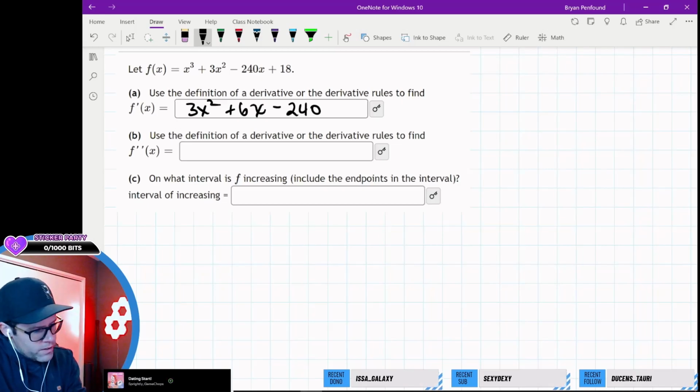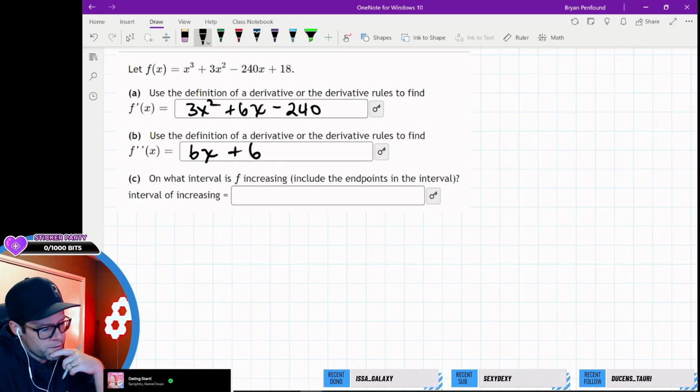For the second derivative, we will just repeat that process. So 3 times 2 is 6. And then our last two terms here, again, are a line. And this time we have a slope of 6. So here's our first and second derivatives. With these, hopefully we can figure out intervals of increase and decrease, including the endpoints in the interval.